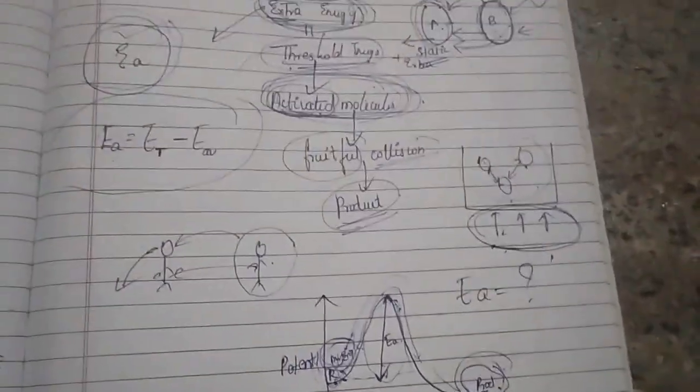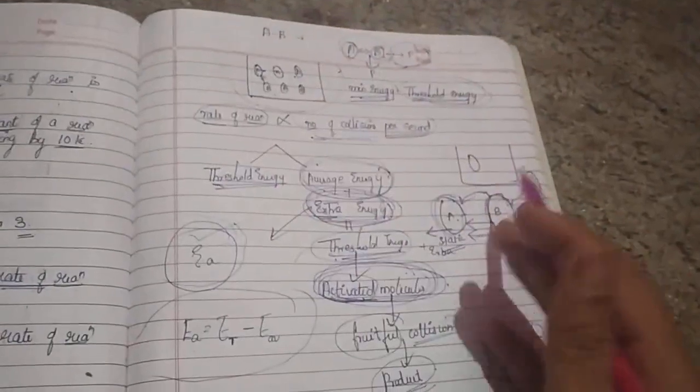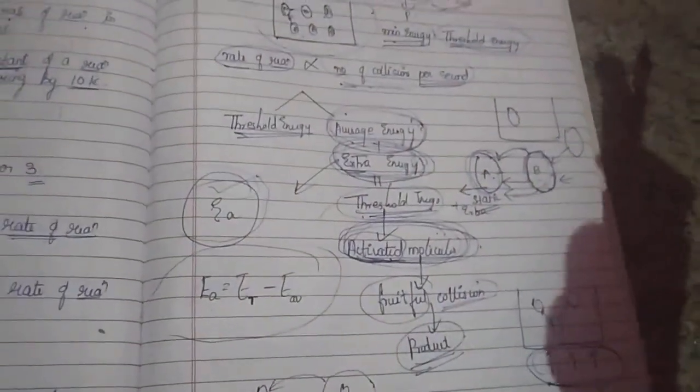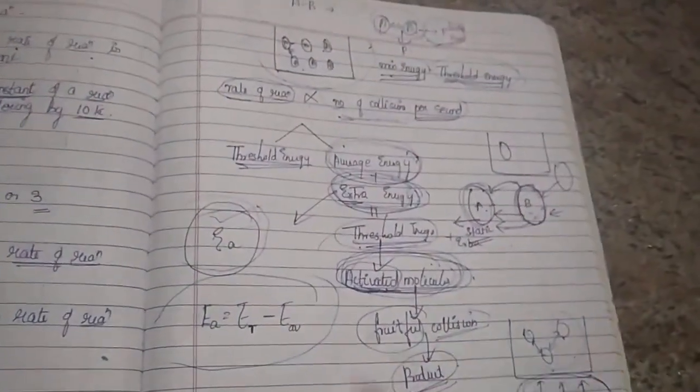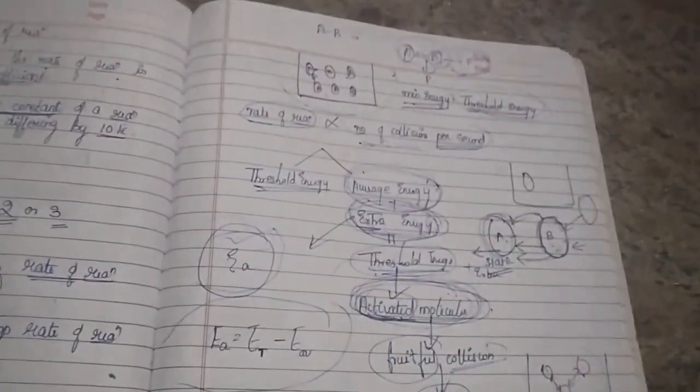So this is the concept you are learning, how a chemical reaction proceeds. For a chemical reaction to start and give a product, this is the concept which lies over here. Okay.